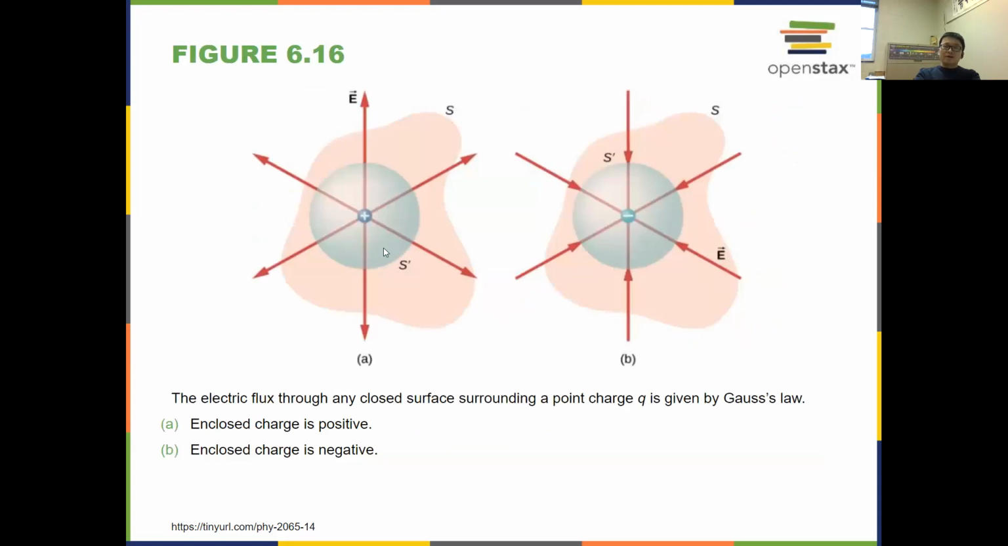If a surface encloses a positive charge, then the flux is positive, because Q over epsilon naught is positive. If a surface encloses a negative charge, then the flux will be negative.